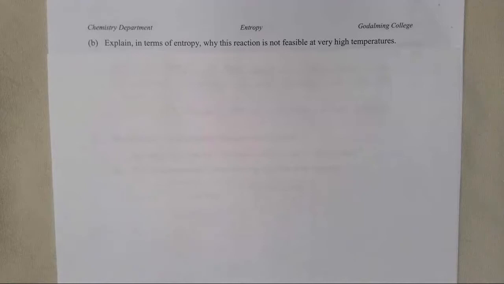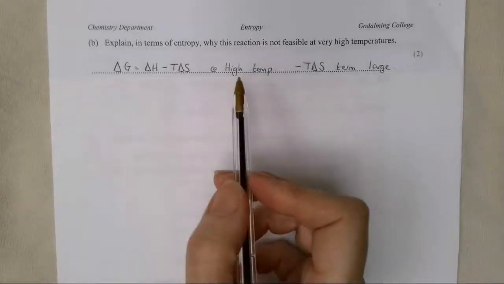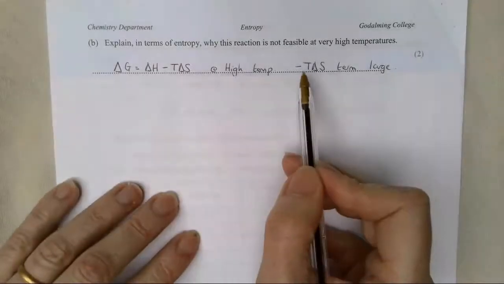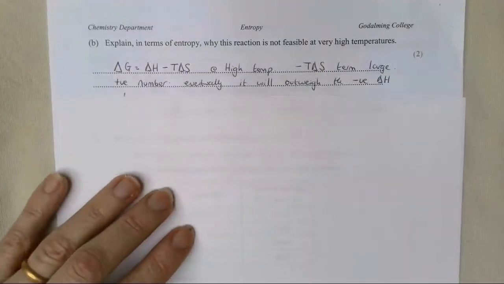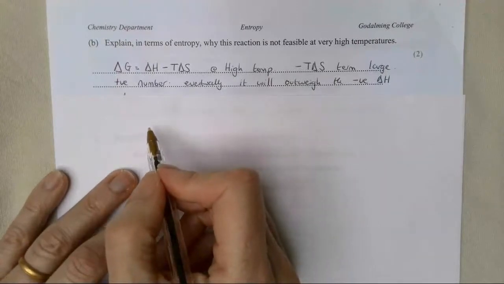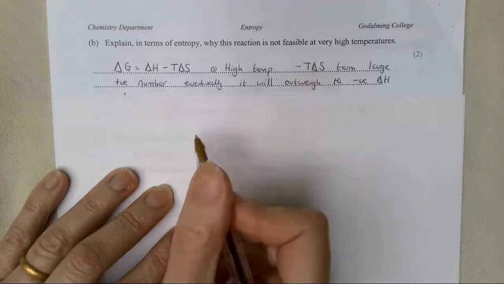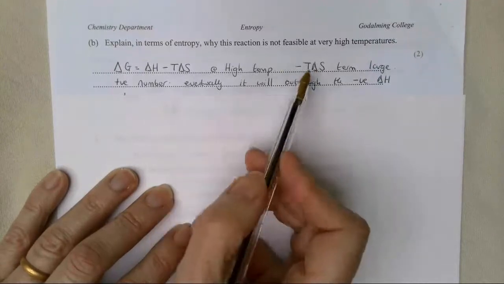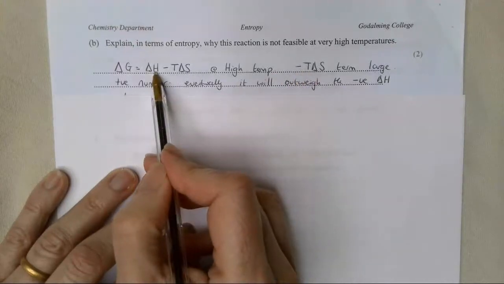We'll be asked to explain in terms of entropy why this reaction is not feasible at very high temperatures. So again, we're going to look at my delta G. Delta G equals delta H minus T times delta S. Now at very high temperatures, this minus T times delta S term becomes a large positive number. Because remember, my delta S was negative, so when I times a negative by a negative, it becomes positive. Eventually, if this temperature gets high enough, it's going to outweigh this negative delta H term.